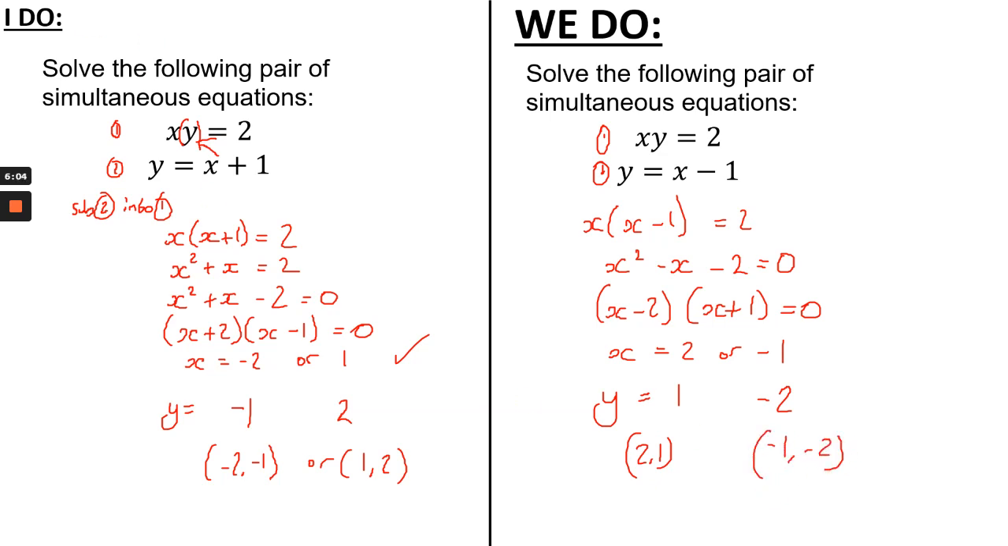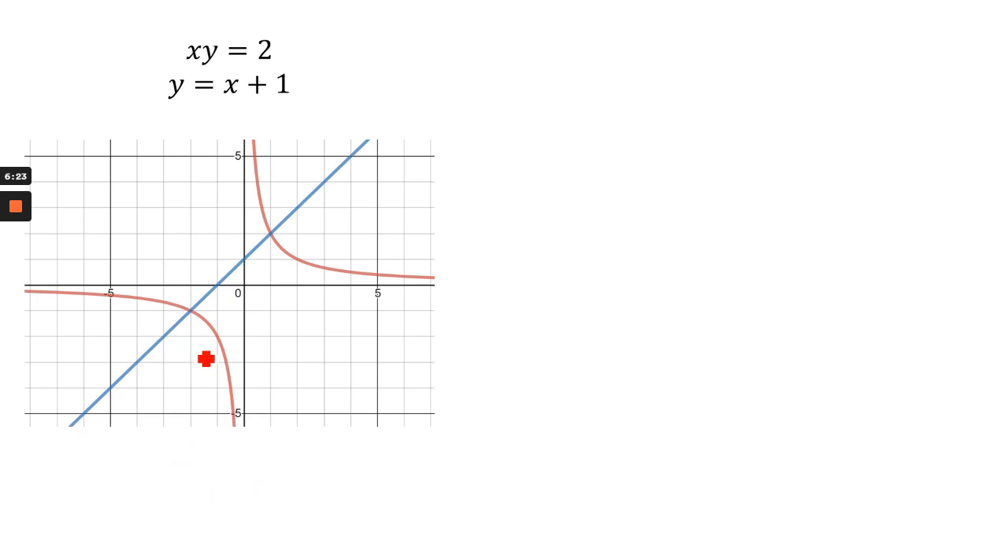Now for this question on the left, I'm just going to show you what that actually looks like. So we've got one equation and another equation. Now if we drew those equations, what you'll see is that they cross at 2 points. That's the whole point of what we're doing. So they cross at (negative 2, negative 1) or (1, 2), and you can see that here. So you've got xy equals 2, this red equation, and the line y equals x add 1 is the blue equation. And you can see that there are two answers, and we've just worked out the coordinates of those points.